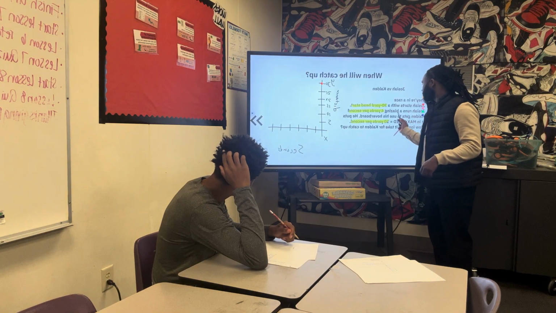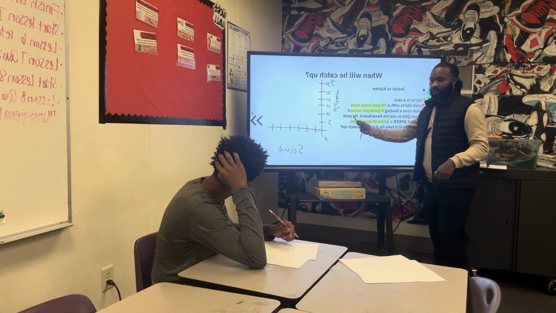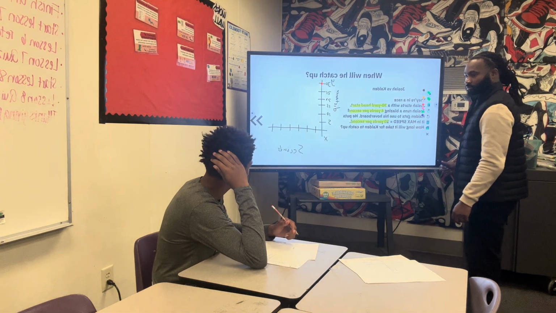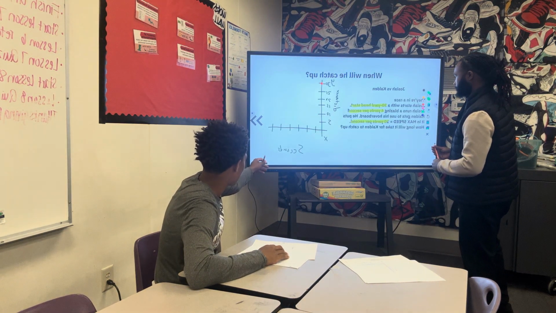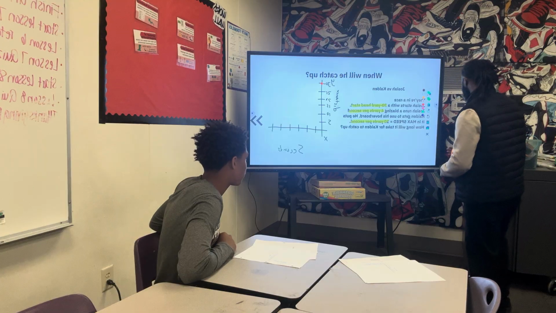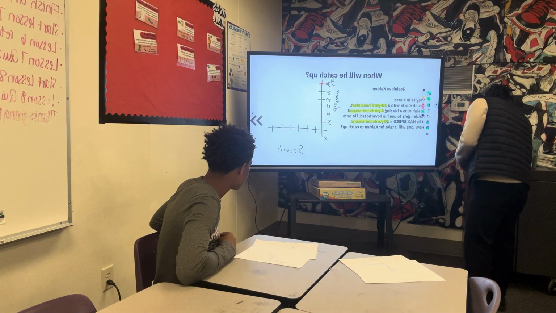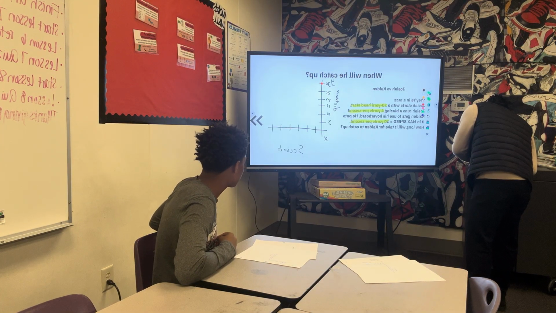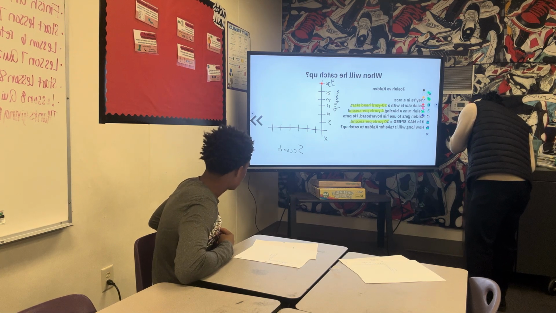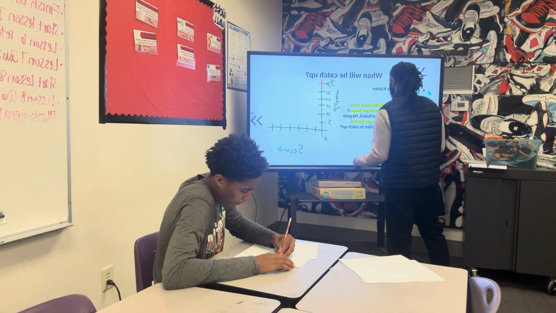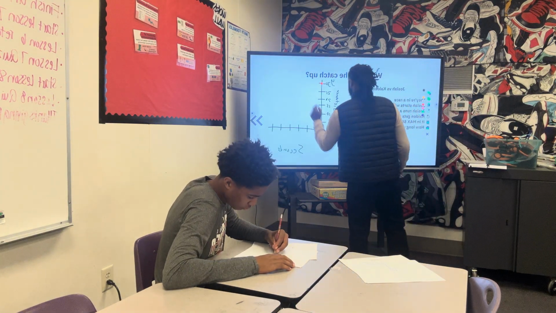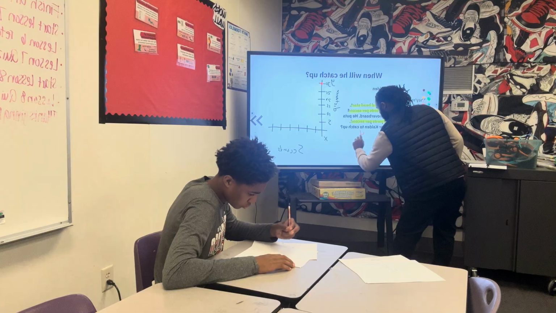He runs a blazing 4 yards per second. So that would be on the x-axis. So I gotta look. Okay, let's see. If he goes 4 yards.